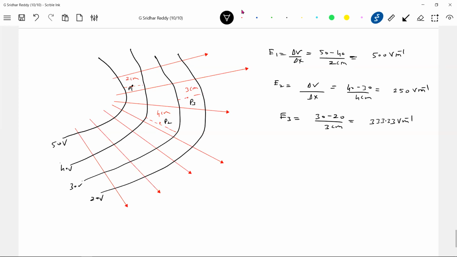Check once. So if they give some equipotential surfaces like this, we can roughly estimate. What is the method here? The electric field strength vectors should be such that they are perpendicular to the equipotential surface. That's the one basic idea.